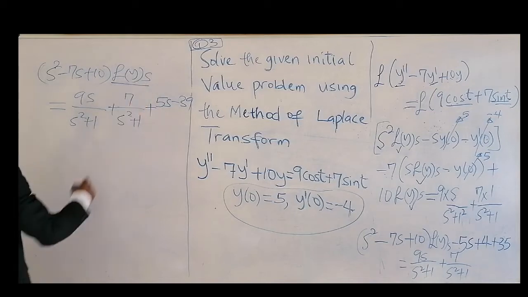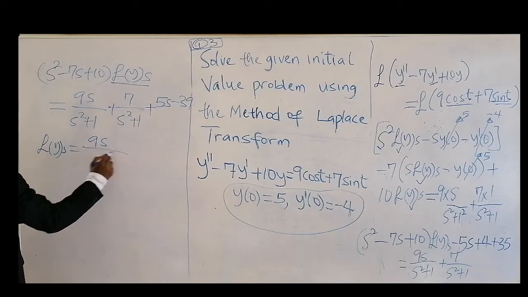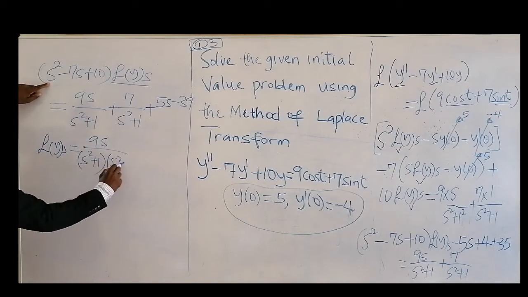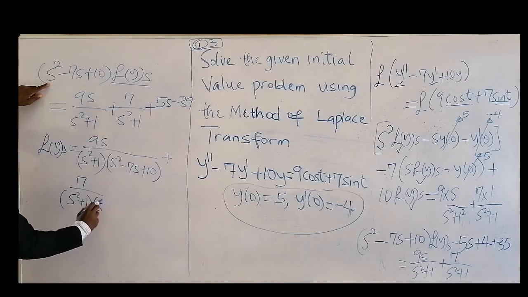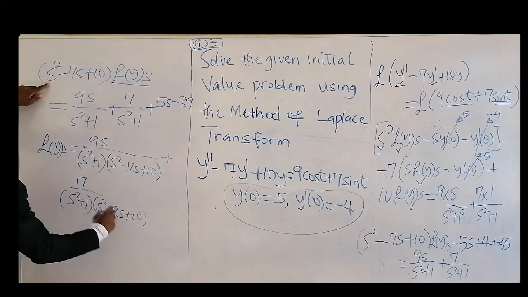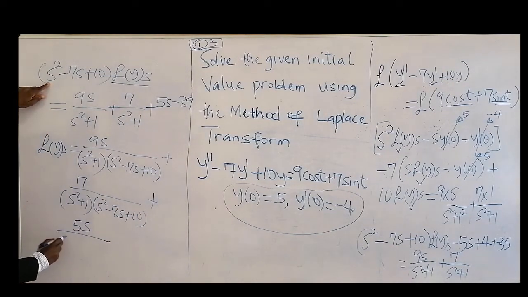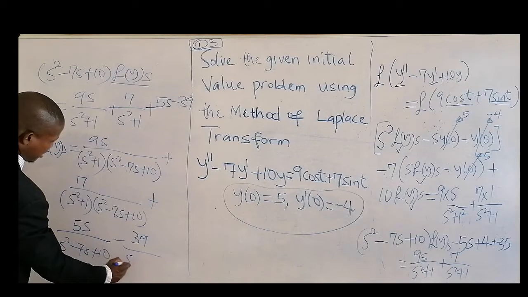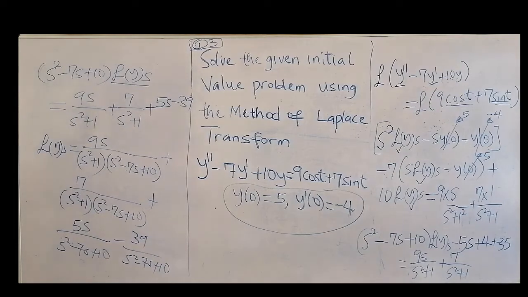Then we can make this Laplace the subject. And that will be this equal to 9s over s squared plus 1 times this quadratic expression, then plus 7 over s squared plus 1 times this quadratic expression, then plus 5s over this quadratic expression, then minus 39 over s squared minus 7s plus 10. Okay, so that's what we have now.